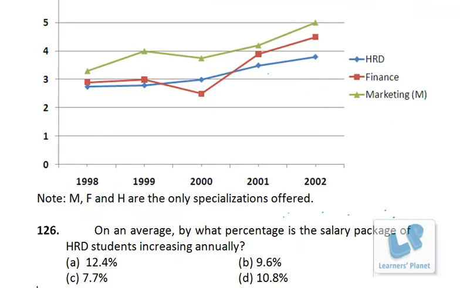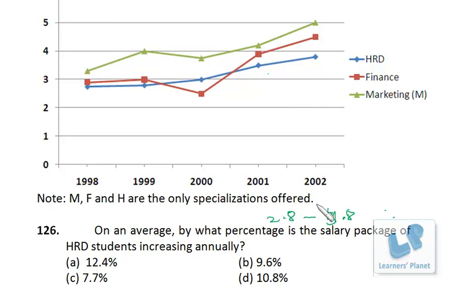Now this question here: on an average, by what percentage is the salary package of HRD students increasing annually? Okay, so HRD in year 1998, it is something around 2.75. I just take it 2.8. And in year 2002, it is something around 4.5. I'm sorry, it is 3.8.